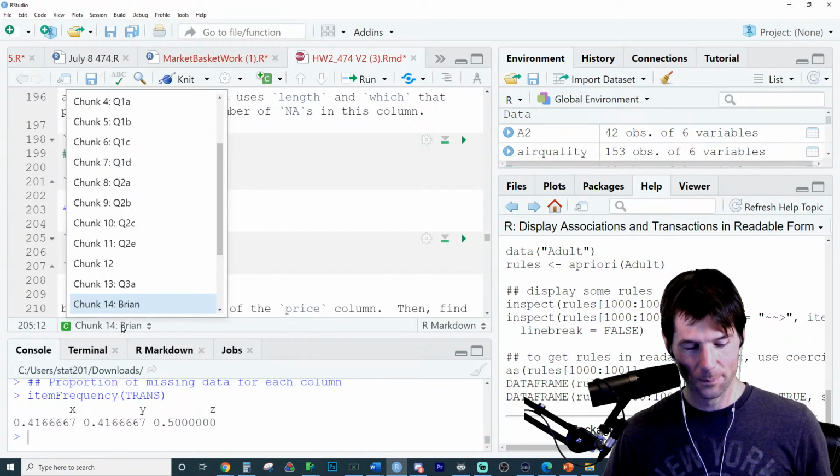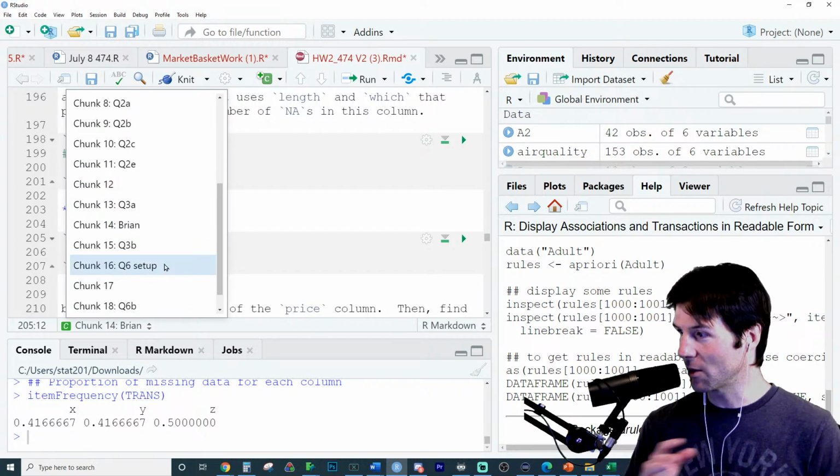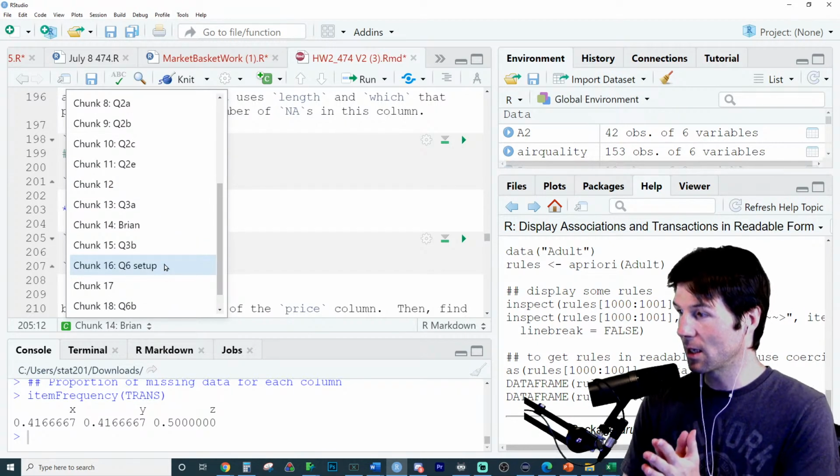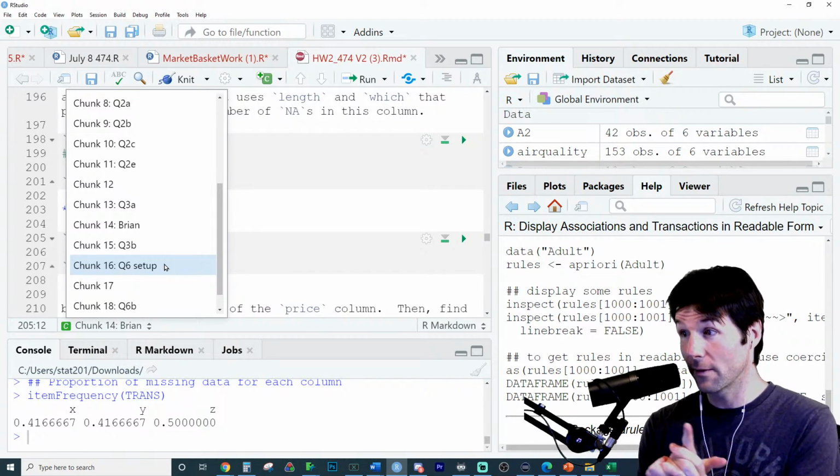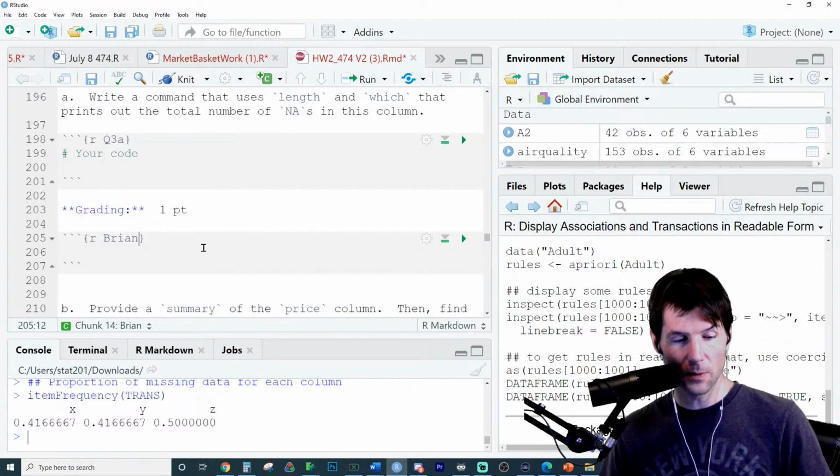This is Chunk Brian. And Chunk Brian exists right there, and you've got your quick options to go through there. So Cliff, little advice on creating chunks, and we're here on chunk 3 on 474. So let's go take a look at this question right here.